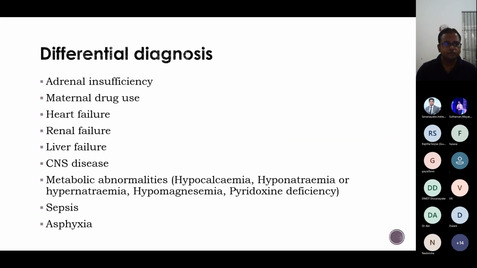So they include adrenal insufficiency, which we discussed earlier, as in congenital adrenal hyperplasia, maternal drug use, and other organ failures, and then other metabolic abnormalities, hypocalcemia, hyponatremia, or hypernatremia, and so on, and sepsis and asphyxia.